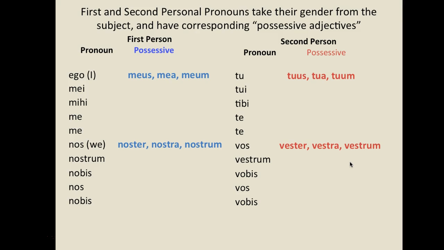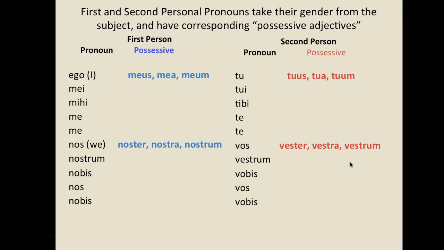Personal pronouns, in first and second person, have different forms for both singular and plural. For first person singular, there's ego, there's Freud's ego, me, mihi, me. And for us, there's nos, nostrum, nobis, nos, nobis. For second person, similarly, there's a singular form, tu, tui, tibi, te, and a plural form, vos, vestram, vobis, vos, vobis.